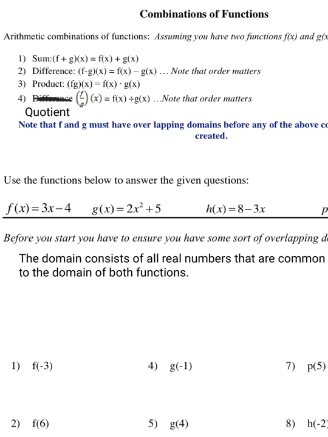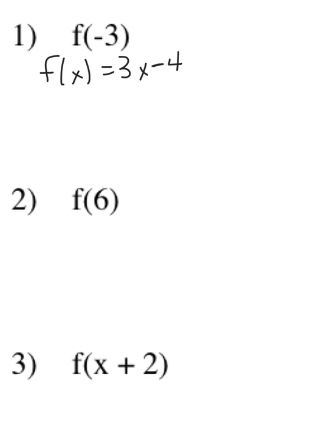Okay, I'm going to do example 1, and then we're going to jump over to example 10, and the rest of these problems we're going to do together in class. All right, so in problem 1, we are substituting negative 3 into our f of x, and they have given us f of x equals 3x minus 4. So what I'm going to do is substitute in a negative 3 everywhere there's an x in our function.